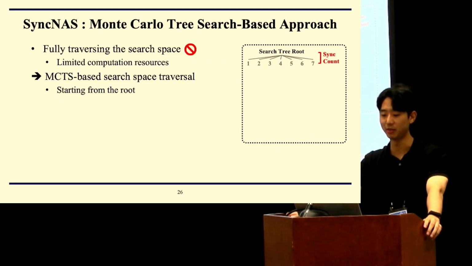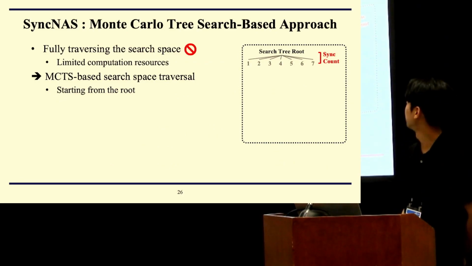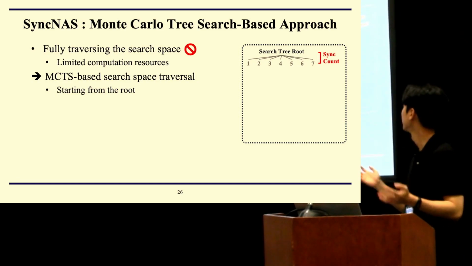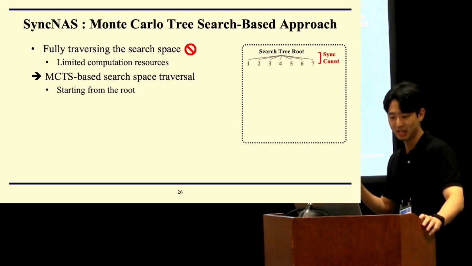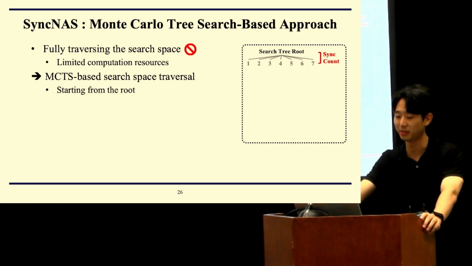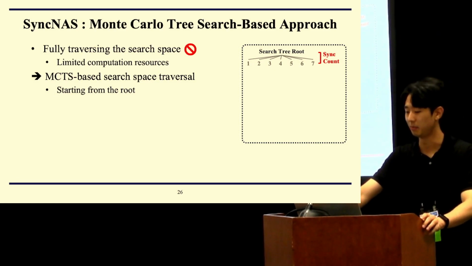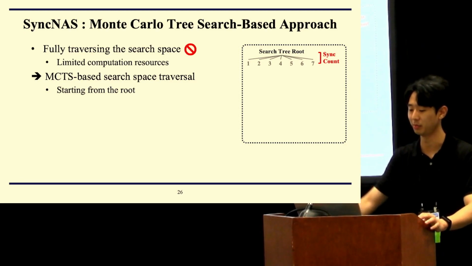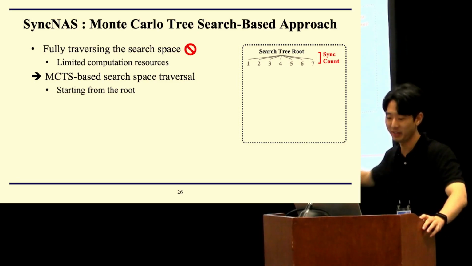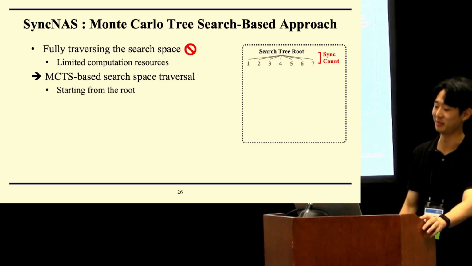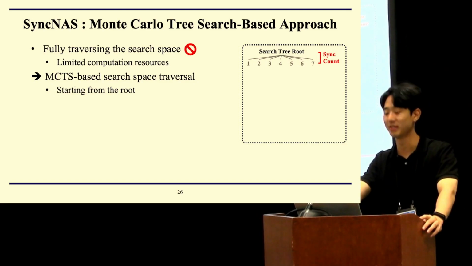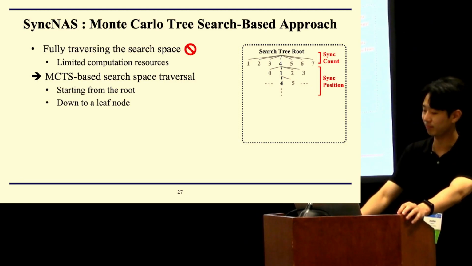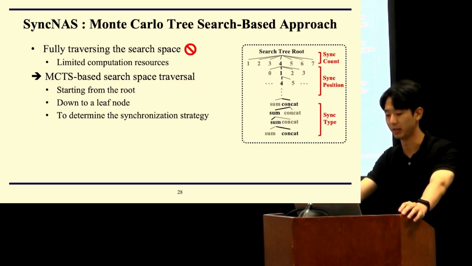And lastly, the Monte Carlo tree search-based approach. Fully traversing the search space may still not be affordable due to limited computation resources or time. Therefore, we decided to use the Monte Carlo tree search method to find an appropriate candidate model with a minimal number of trials. For more intuitive understanding, we briefly visualize our search space in the figure on the right in the form of a tree. Starting from the root, we traverse the tree down to the leaf node and determine the synchronization strategy.